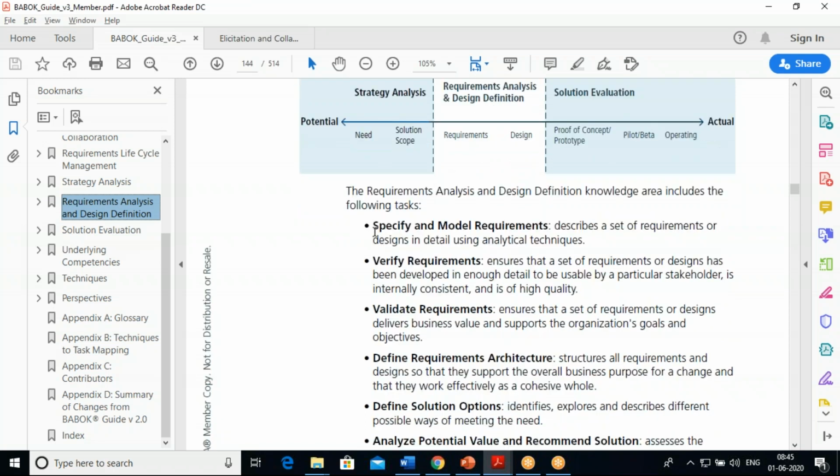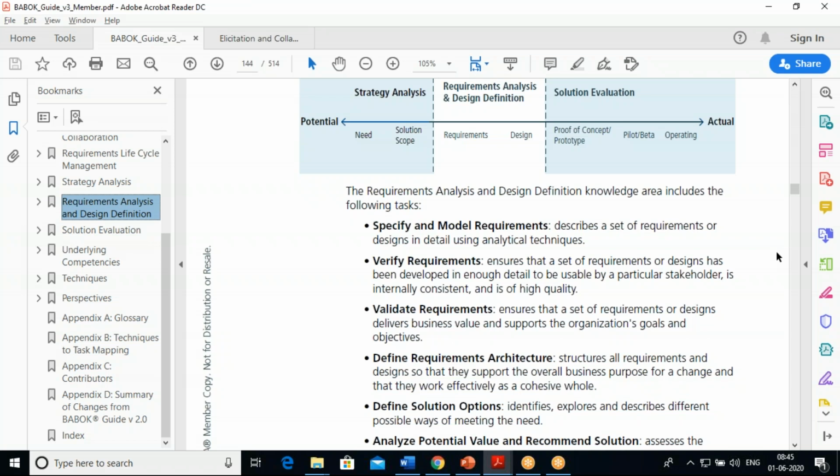Okay, when you are specifying and modeling requirements, you are going to describe the requirements and designs in detail using analytical techniques. That means exactly what are the requirements. First of all, you describe all the set of requirements or designs, what is involved in this particular project, you define it. Then you verify the requirements.